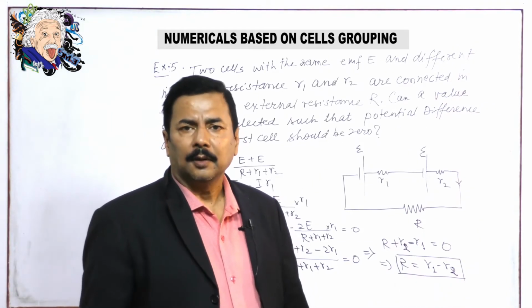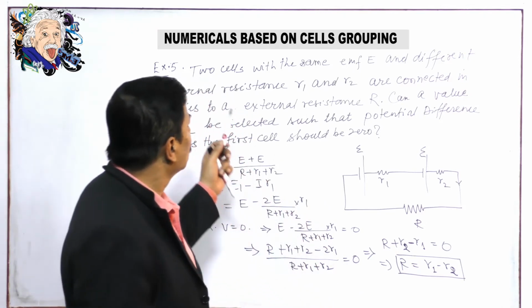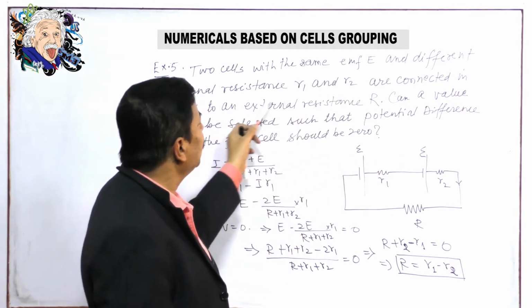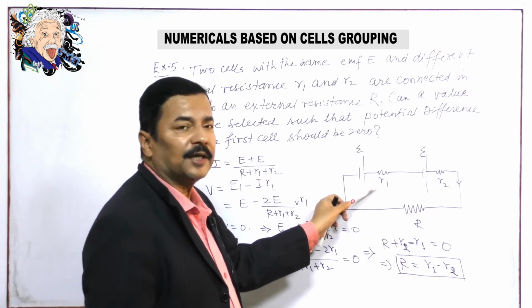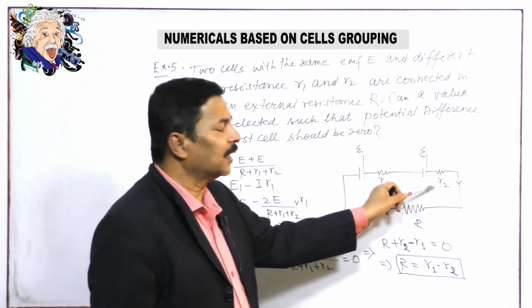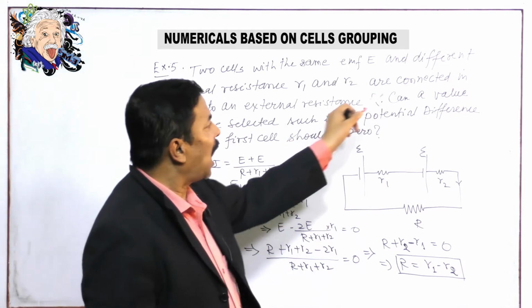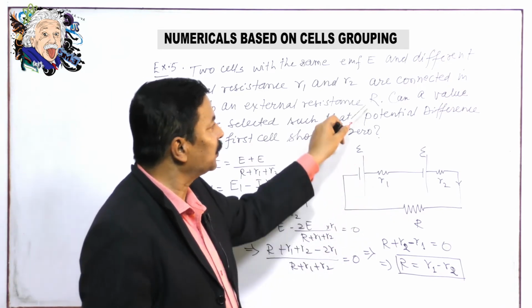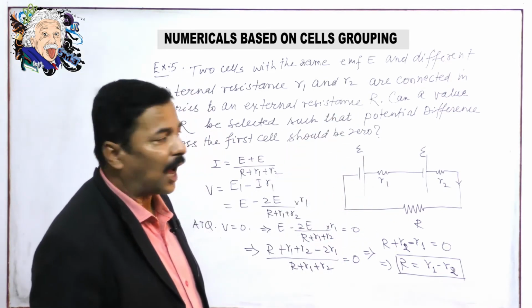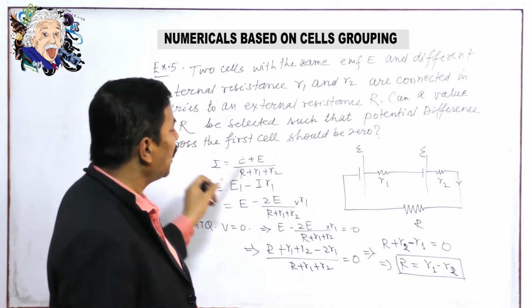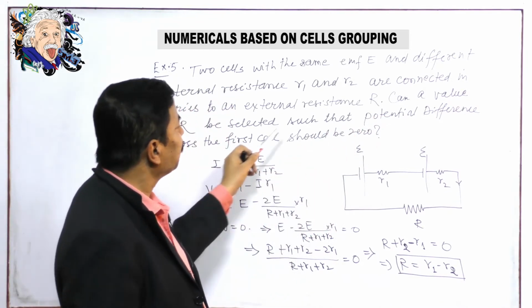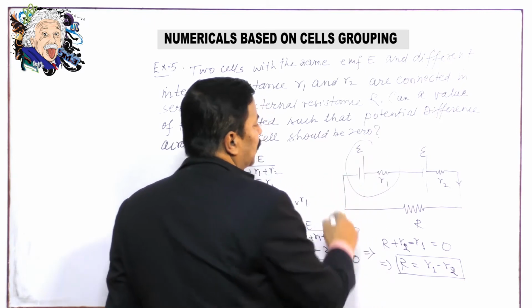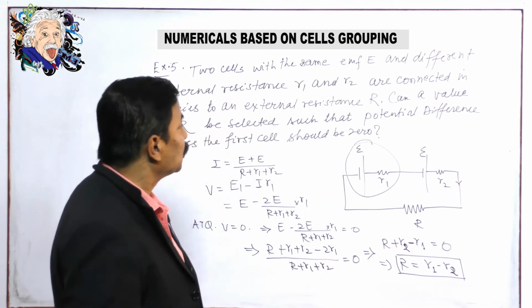In the discussion of the next question, two cells with the same EMF are given with different internal resistances. The first cell's internal resistance is R1 and the second cell's internal resistance is R2. They are connected in series to an external resistance R. The question asks: can a value of R be selected in such a way that the potential difference across the first cell is 0?